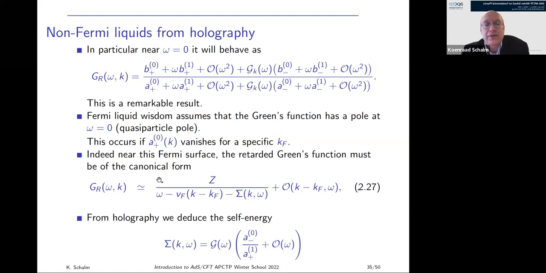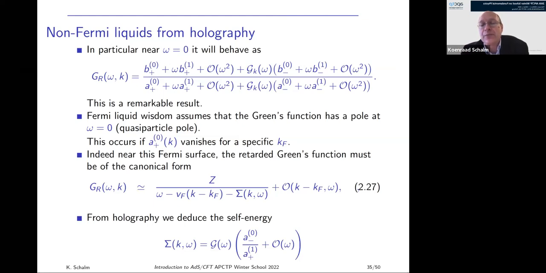Here you see it. Generically, the Green's function of a fermion has dimensions of 1 over energy. So the denominator must have dimensions of energy. This must have dimension of energy, and this self-energy must have dimensions of energy. Okay, and that means that whereas this object has dimensions of energy to the power 2 nu k, right? So that must mean that this object here has some dimension of 1 over energy to the power 2 nu k minus 1.